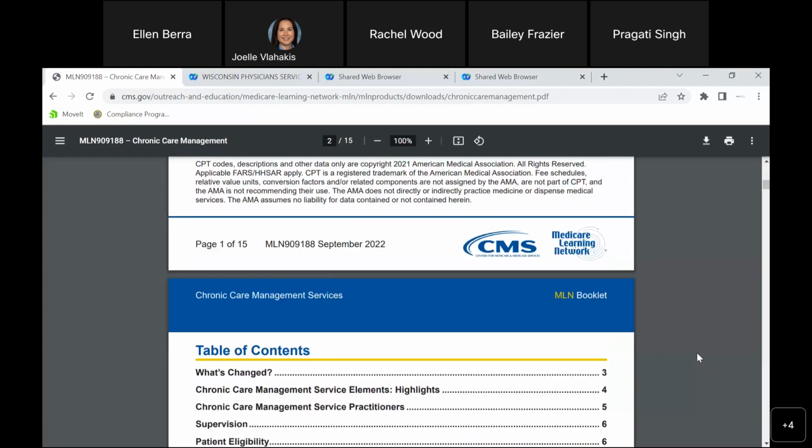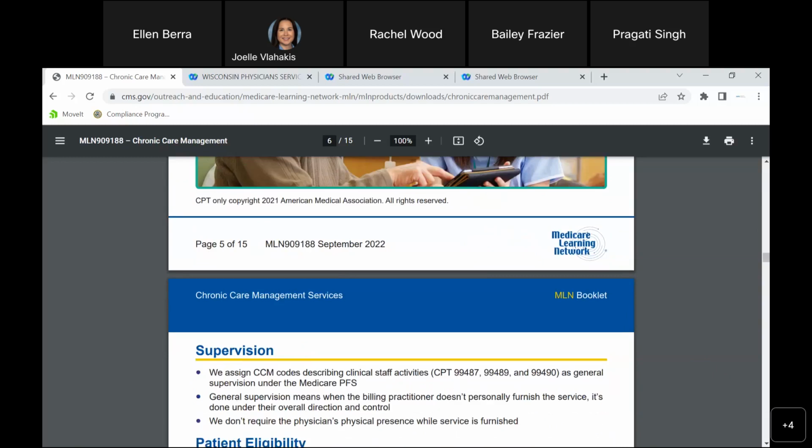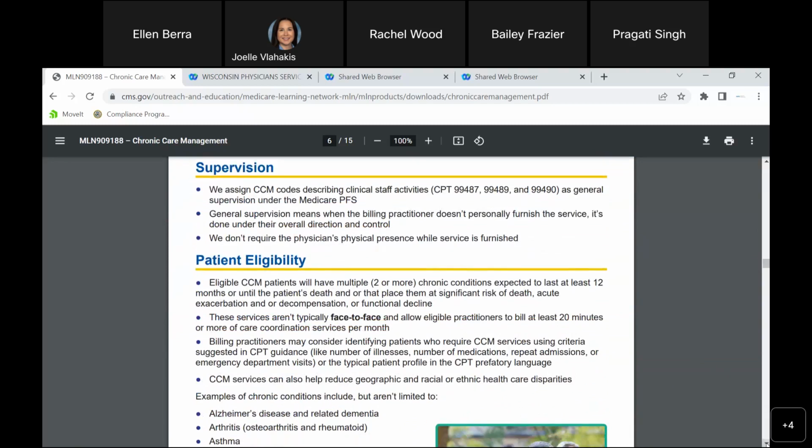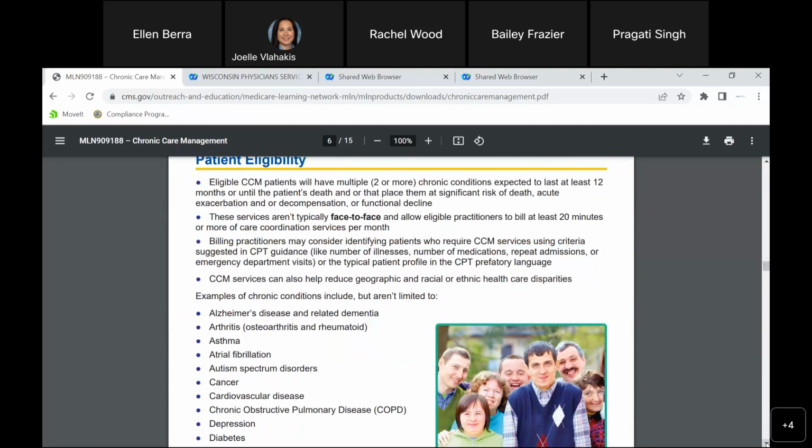Now, we're going to jump around just a little bit within this presentation today, because of the way I want to provide this information. The first place that we're going to go is on page 6 into the patient eligibility. And I'll try to be careful in scrolling so I don't make anyone dizzy. This section of the fact sheet talks about the patients who are actually eligible to receive chronic care management services.